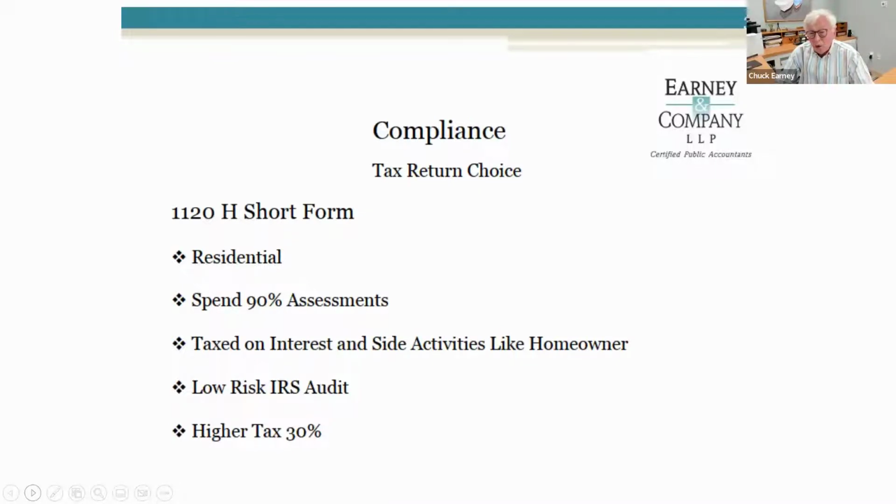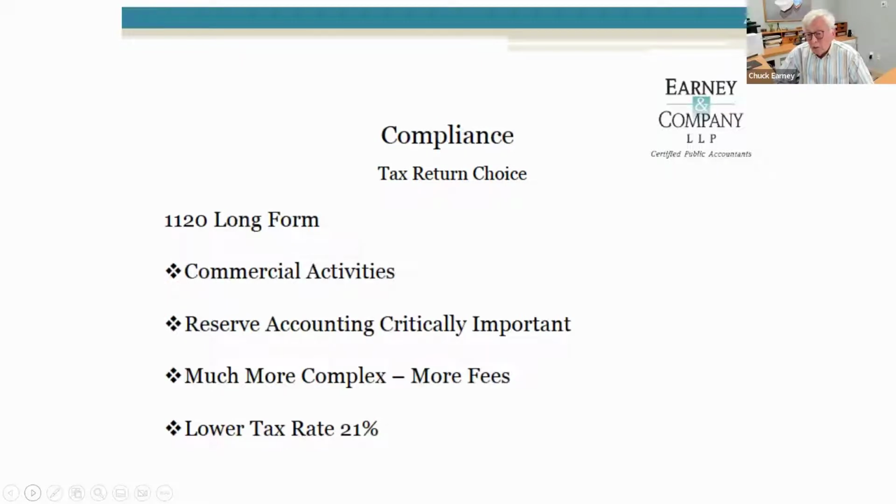So the great thing about 1120H is it is simple. It's a one-page form. It's the only form in my understanding of the IRS that they require to be paper filed, which is really unusual for CPAs. We have to electronically file everything else, but this has to be filed on paper, and you have to qualify for it. You have to spend 90% of your assessments every year. You cannot have more than 40% of your income from non-assessment sources. Very low risk of audit, great little form, good choice in most cases.